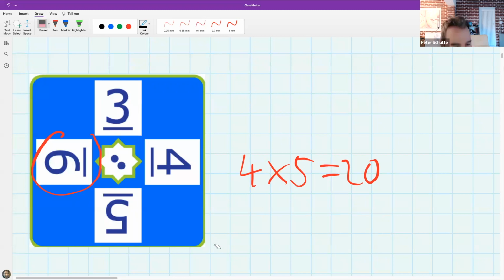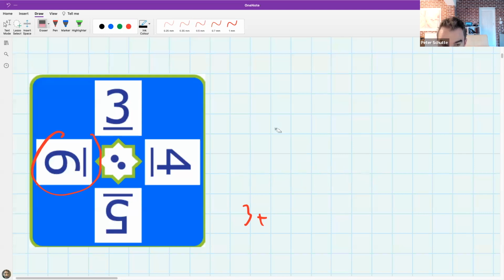What about 5, 3 is 15, 19, 6, no. Anybody have any good ideas? Did I choose like the hardest ones in the whole pack today? So 3 plus 4 is 7, 7 times 5. So I was thinking, I actually haven't done these, I just choose them randomly. So I'm doing them like you.